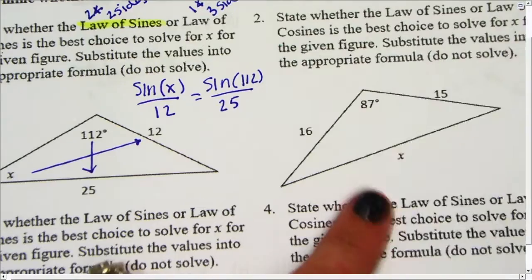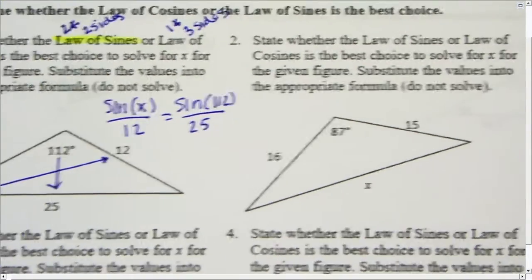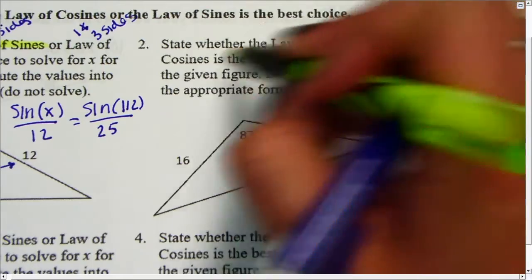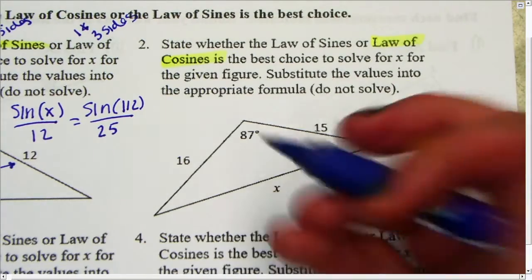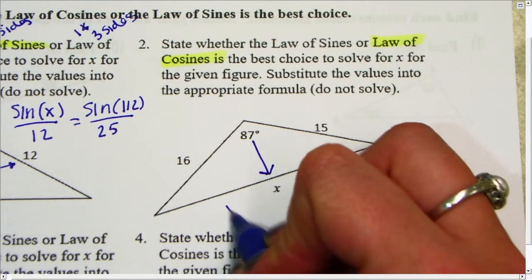Number two, right offhand, I should be able to tell the difference between 1 and 2. Notice in number 2 that I only have one angle. Well, one angle and three sides, that ends up being the law of cosines. The way that you set up law of cosines is you look for the angle and the side opposite. So this becomes our squared value.